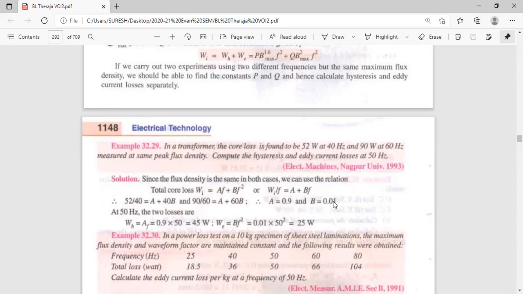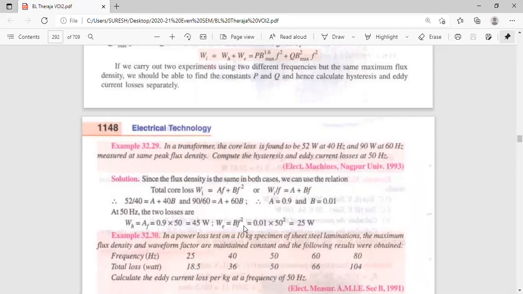Up to this, is it clear, A and B? Yes, sir. Okay, now we got the constants. Once you know the constants, we can determine the hysteresis and eddy current loss. At what frequency is he asking for hysteresis and eddy current loss? 50 hertz. See the solution. At 50 hertz, the losses are: first WH, WH is equal to A into F. This is not a suffix, it is A multiplied by frequency. Hysteresis loss is A multiplied by F.